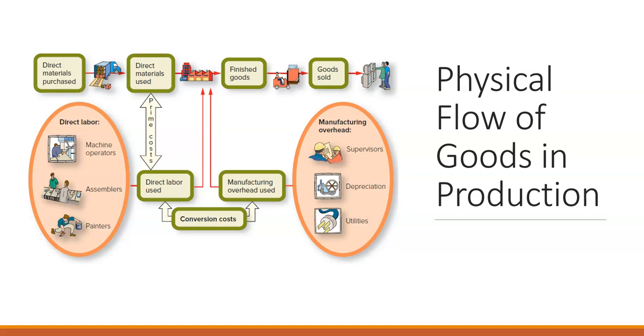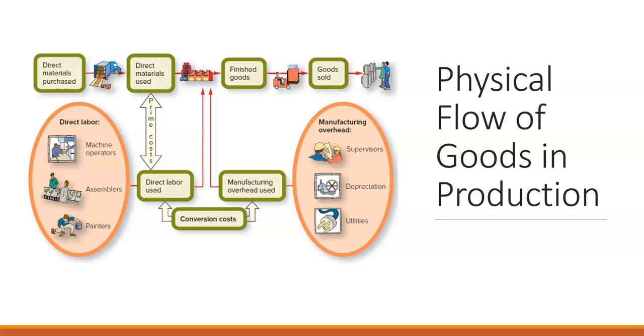When we look at this chart, we see the physical flow in production. We purchase direct materials. We get them delivered to our factory. Then we have different kinds of direct labor use those materials and convert those items into finished goods. Once we have finished goods, we sell those goods.